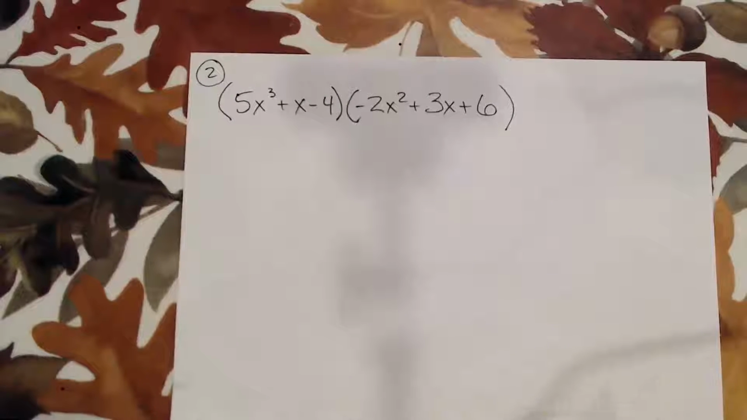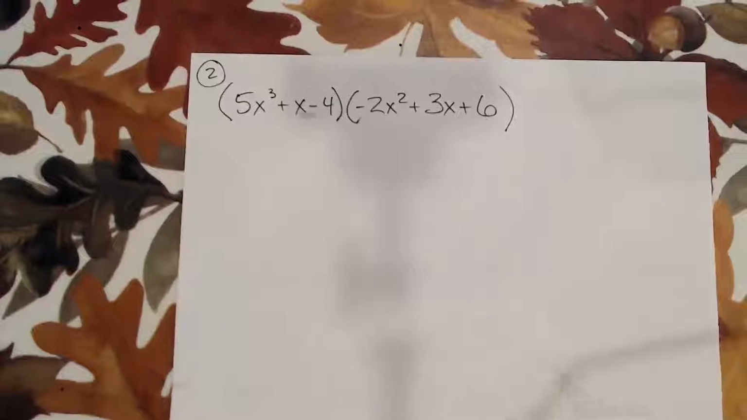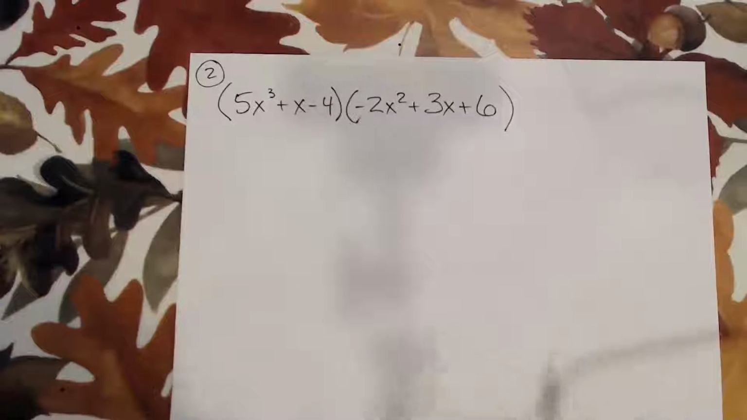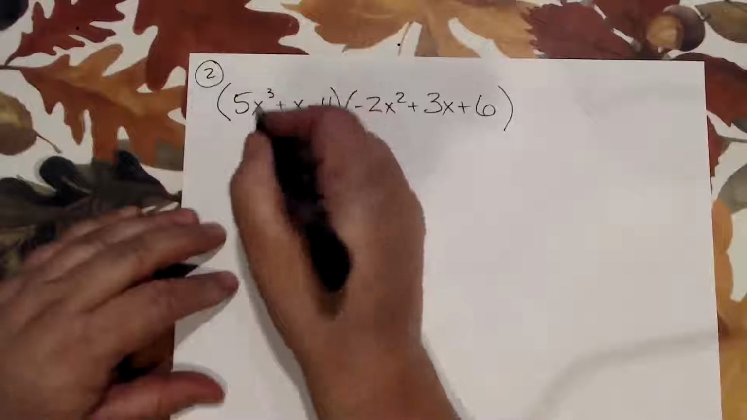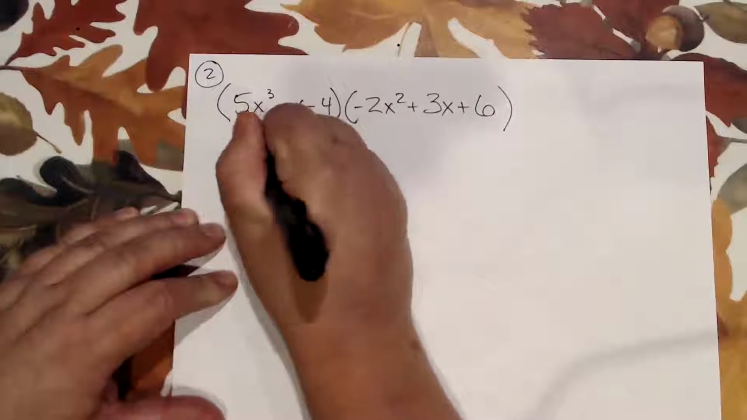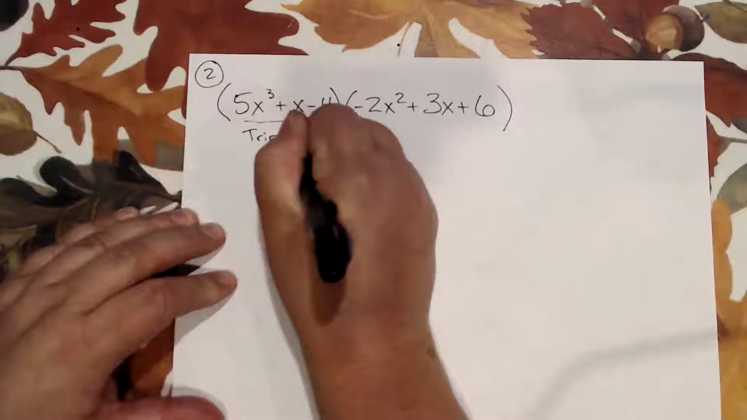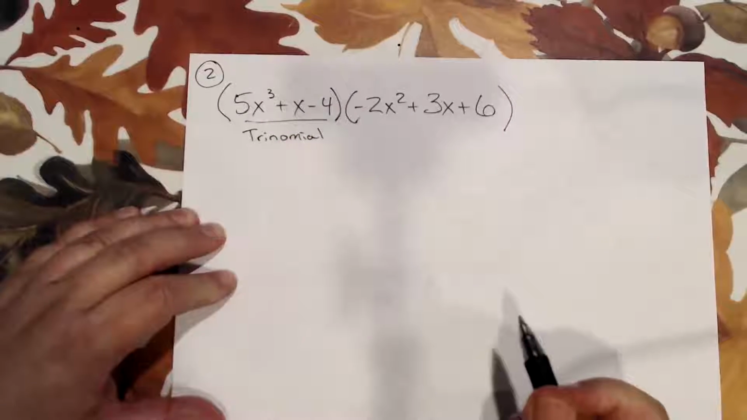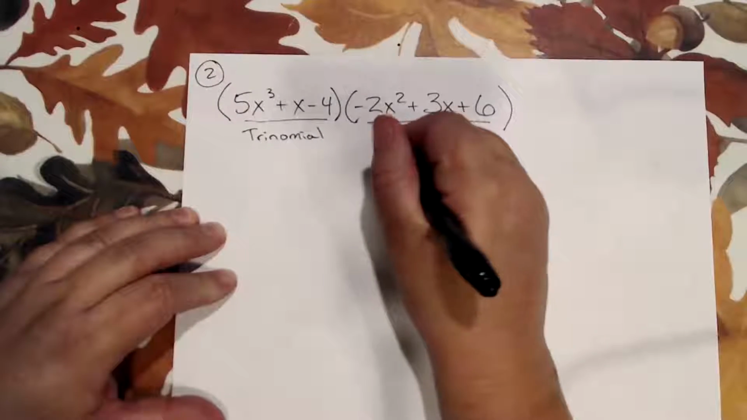Yay, I'm live. Okay, so this is another problem from Math 40. This was multiplying polynomials. We had run out of time to do that in class. So this is the example that has a trinomial, because it has three terms, times another trinomial.